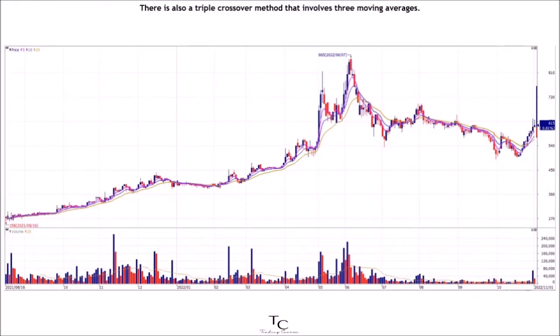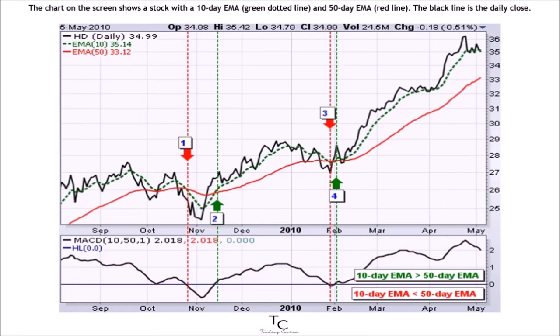There is also a triple crossover method that involves three moving averages. Again, a signal is generated when the shortest moving average crosses the two longer moving averages. A simple triple crossover system might involve 5-day, 10-day, and 20-day moving averages. The chart on the screen shows a stock with a 10-day EMA, green dotted line, and 50-day EMA, red line. The black line is the daily close.